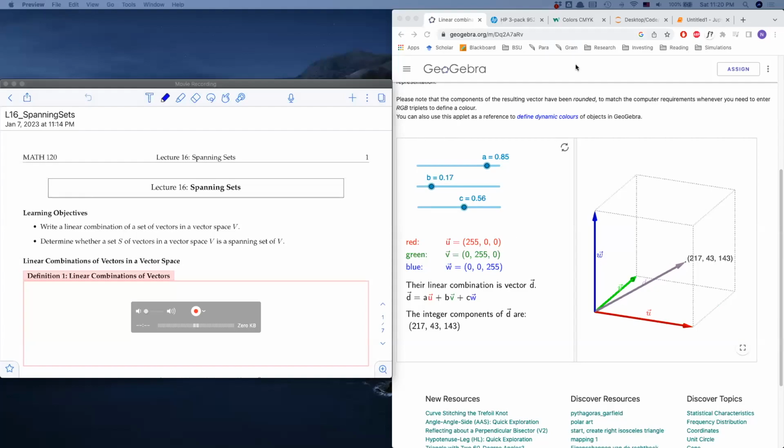Hello everyone, this is lecture 16, span and set. In this lecture, we're going to revisit the concept of linear combinations of a set of vectors in a vector space V. And later on, we're going to use this concept, linear combinations, to build up another concept called the span of a set.